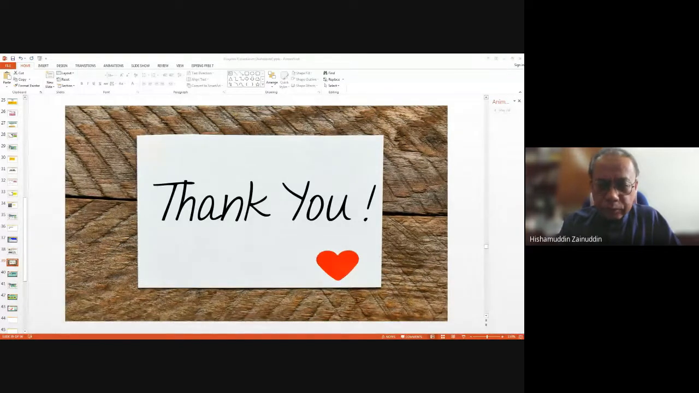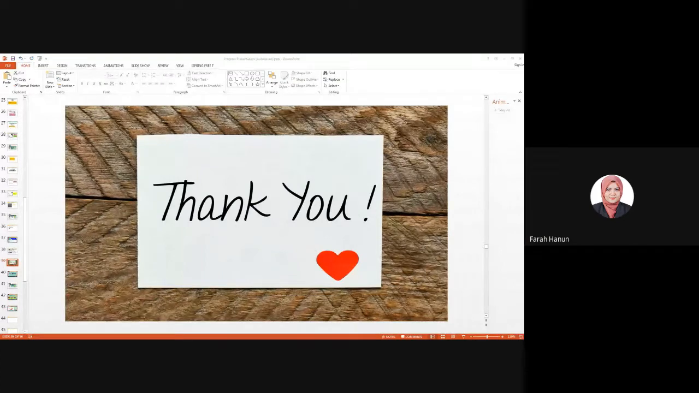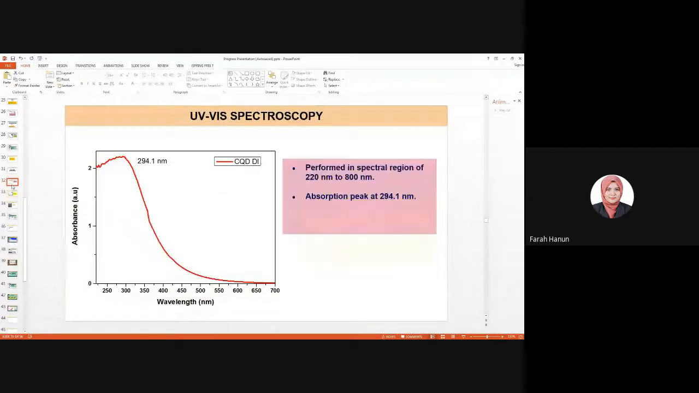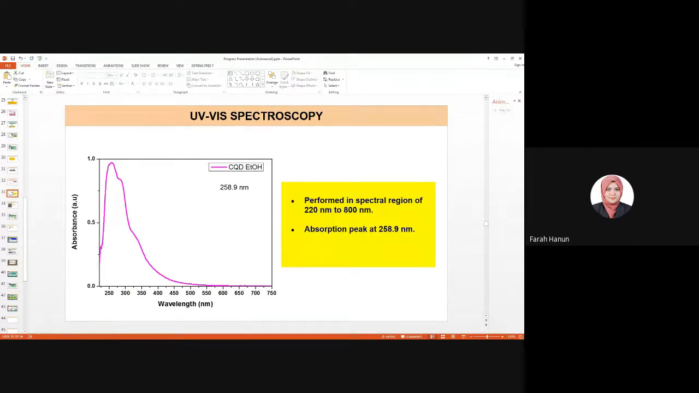Any more questions from your peers? Okay. Thank you, Safwan, for your wonderful presentation. I want to ask about the UV-Vis slide. Can you move to the UV-Vis slide? Before this, slide number 33. Here. Can you explain what happened to the peak between 300 to 350? What is the absorption of that?